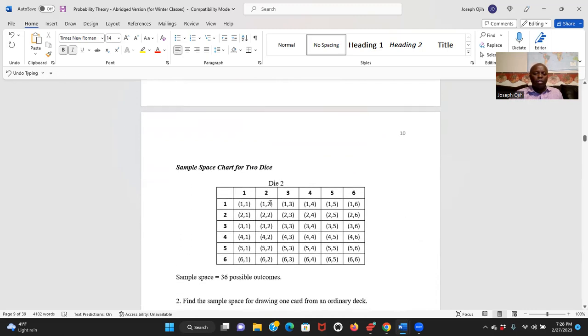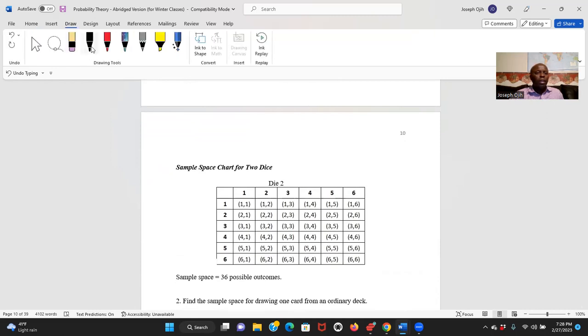We have 1, 2, 3, 4, 5, 6 for die 2, and then for die 1, which we can see. Okay, die 1 might have this 1, 2, 3, 4, 5, 6.